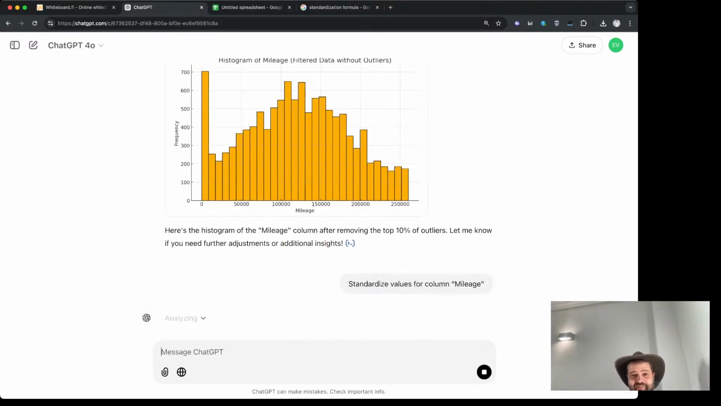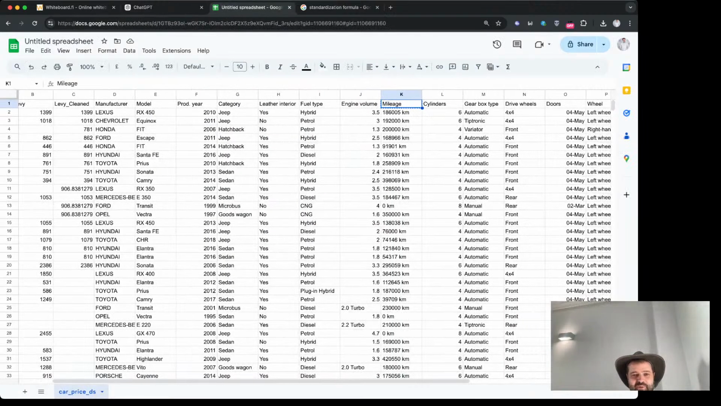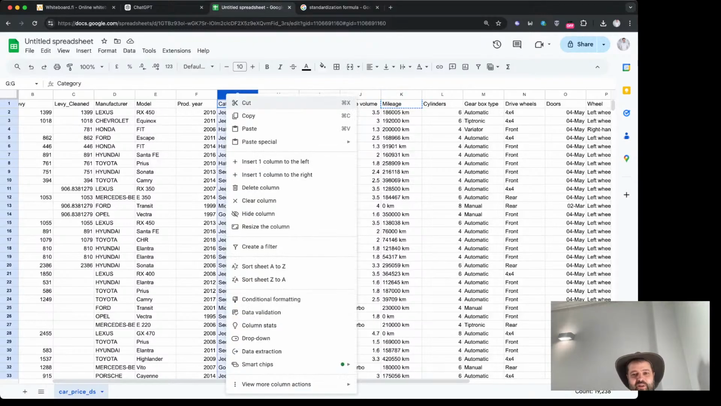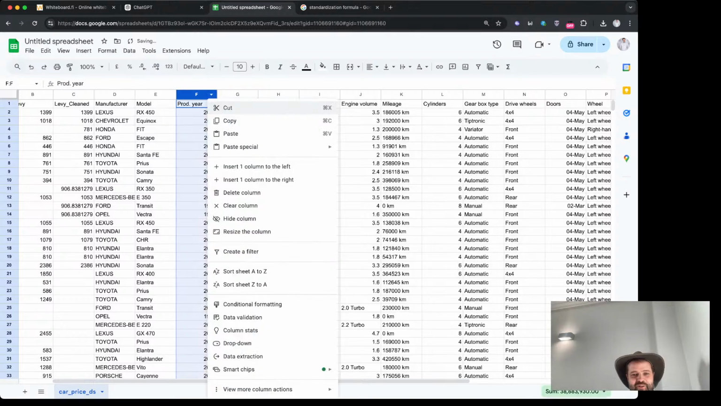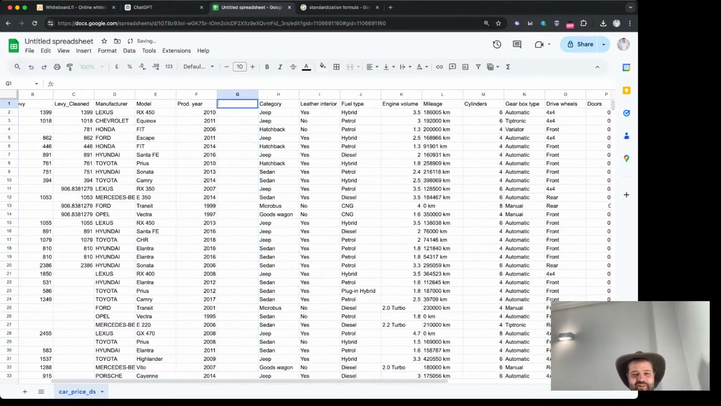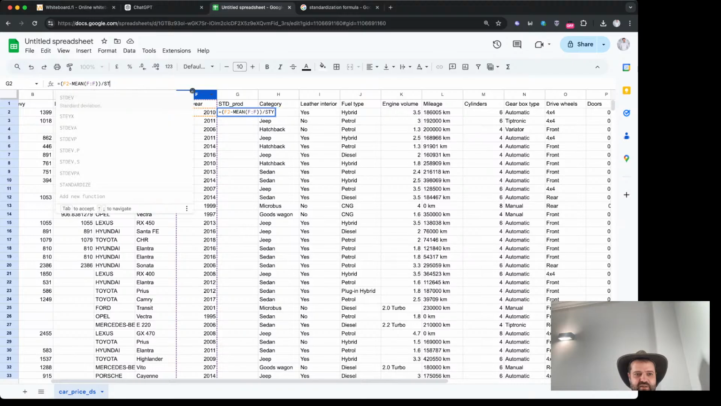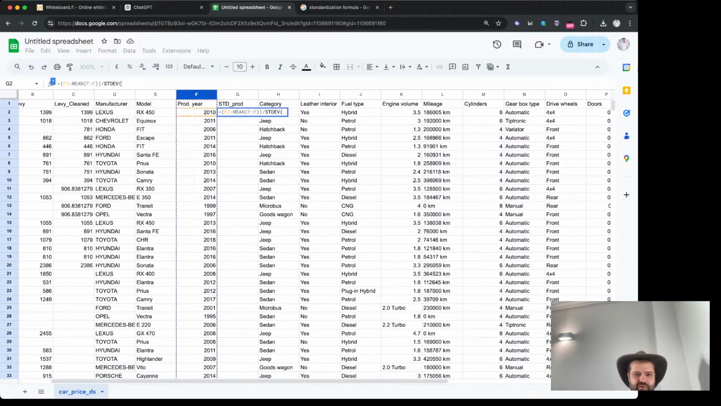For Excel, again, if somebody wants to do this in Excel, I can show you. It is not difficult, but again, manual work. So if I would like to do this in Excel, how would you do this? I would add a new column. So this will be standardized production year, for example. Then I will just write the same formula which I just showed you on the screen. I will write this one minus the mean of this thing, divided by the standard deviation, STD, of this thing.